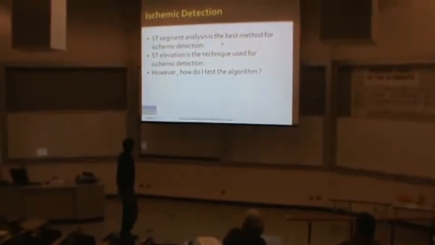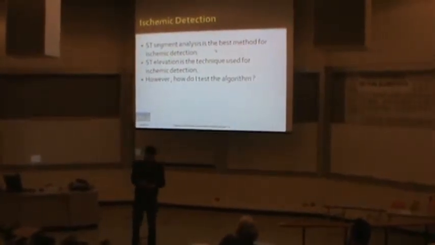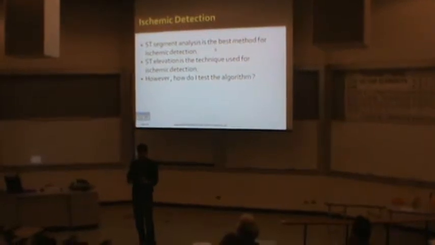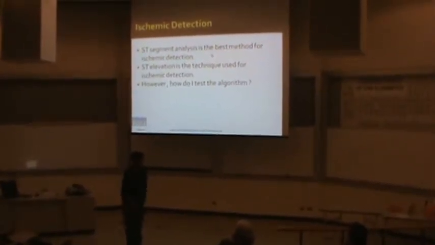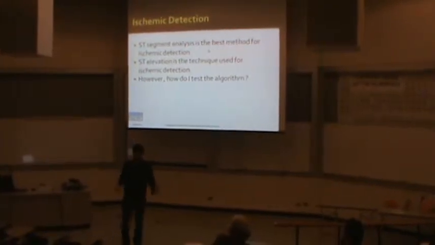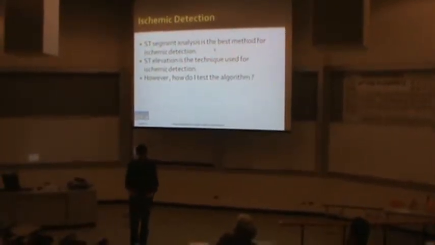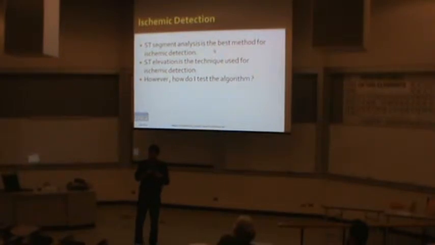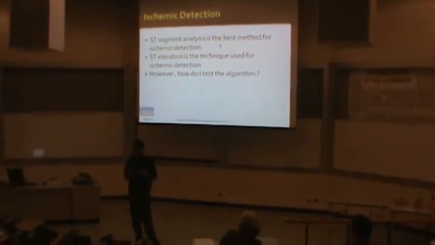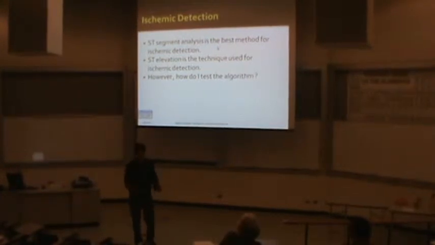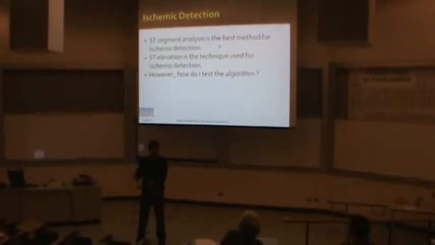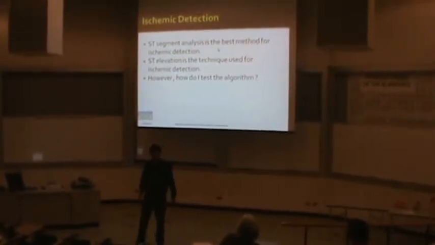Now, ischemic detection. Like I told you, just before a person gets a heart attack, there is a change in his ST segment. Now, how do I test my algorithm? Because there is a specific algorithm that has been designed for this ST detection. Now, luckily, I'm a healthy man. I don't have any kind of heart trouble. So, from where will I get my signal to test my algorithm?